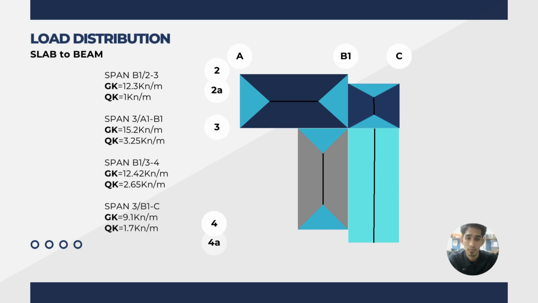So from the load going to beam, we get the Gk for span B1, 2 to 3. The Gk is 12.3, the Qk is 1. For the span 3, A1 to B1, the Gk is 15.2 and Qk is 3.25. For the span B1, 3 to 4, Gk is 12.42 and Qk is 2.65. And for the span 3, B1 to C, we get Gk is 91 and the variable load is 71.7.